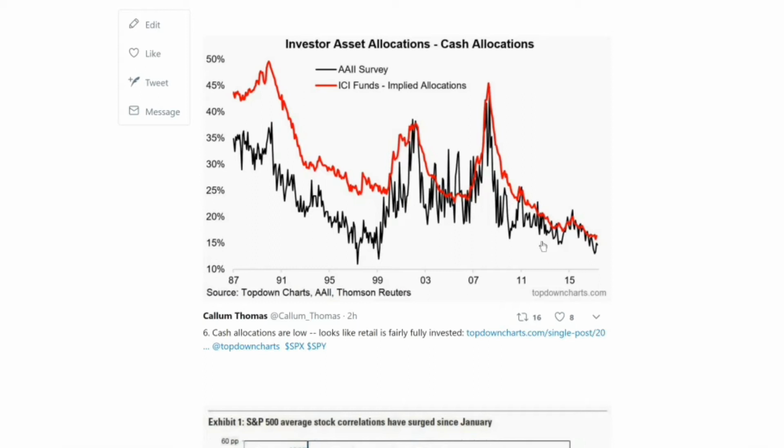Cash allocations are at a cycle low, in some cases a record low, and one way to interpret that is that investors are fairly fully invested. At 15% here, which is around 15-20% cash allocation, it's still far from zero.